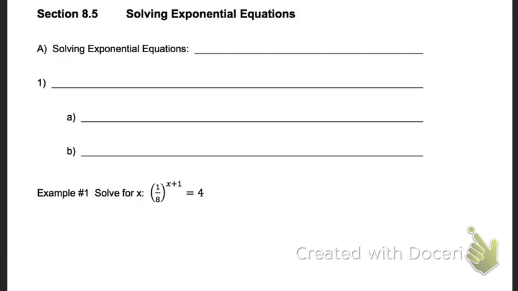So there's two methods that we're going to do today. One will work sometimes, and then the other one will work every time. So it's going to be your preference on which one you want to use by just looking at it. So the first one I'm going to show you is the one when you can get them to have the same base.